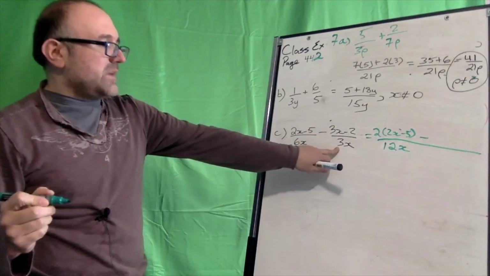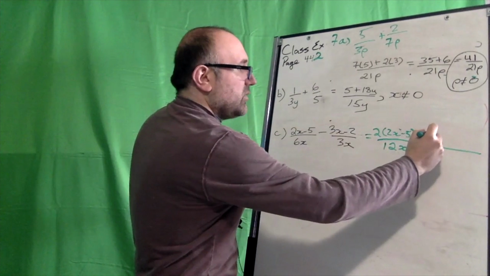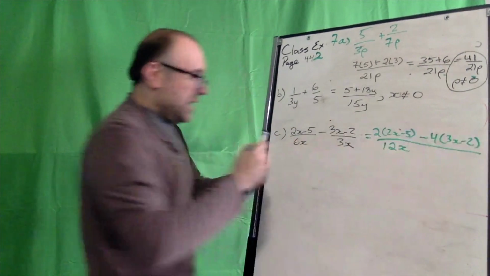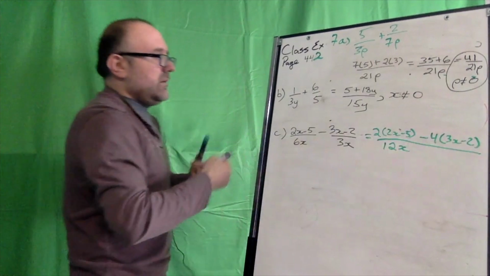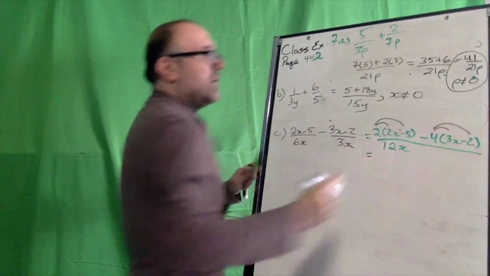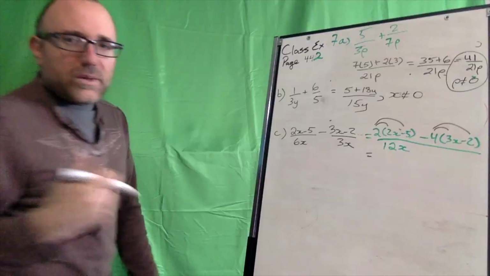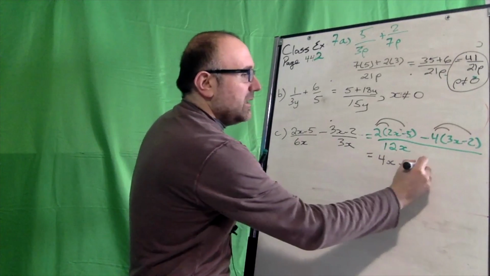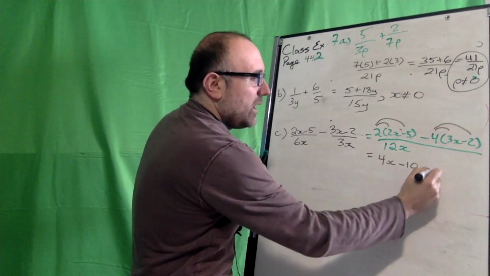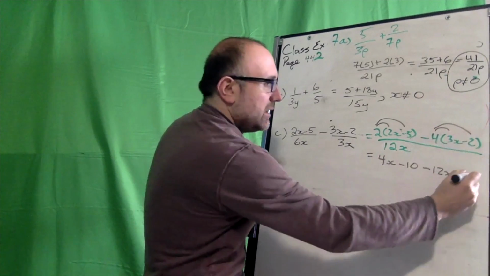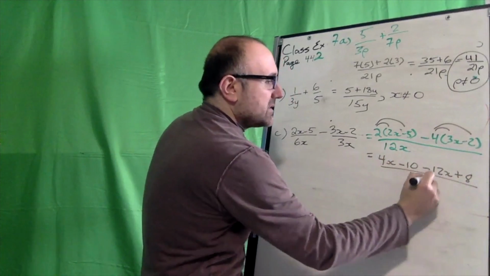So what did you have to do this by? Times by 4. So literally put the 4 with the 3x minus 2. So that'll make it easier when you want to collect them. Okay, that means 2, FOIL that, or use the distributive property as the correct terminology for that, is 4x minus 10 minus 12x plus 8 all over 12x.